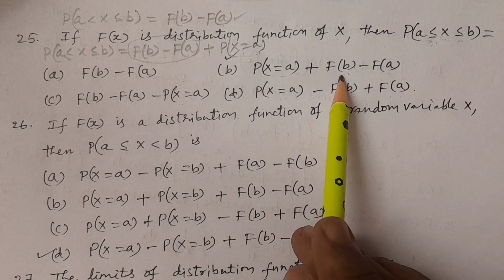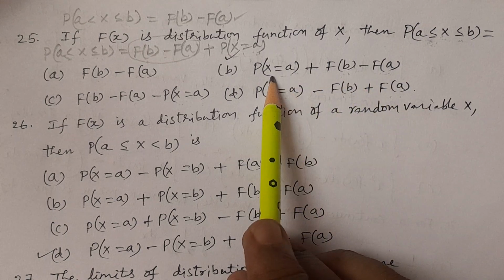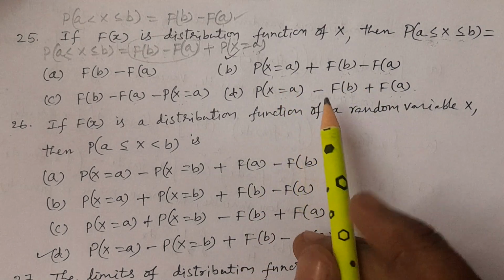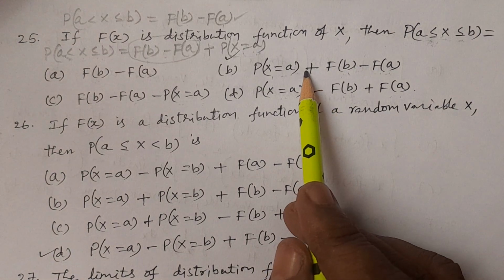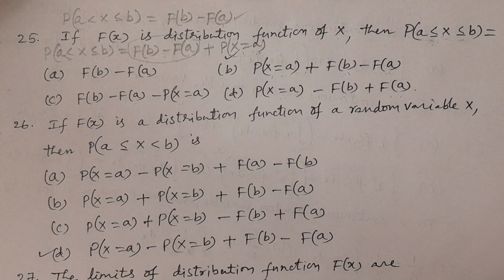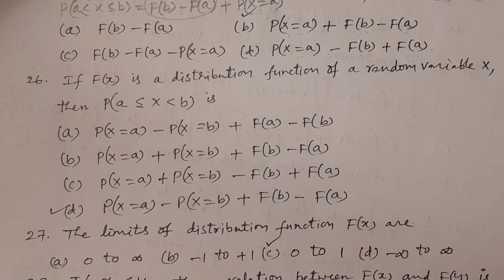What is the answer? f of b minus f of a plus probability of x equal to a. This is the answer. Option B is the answer, right? Now, next question. Question number 26.